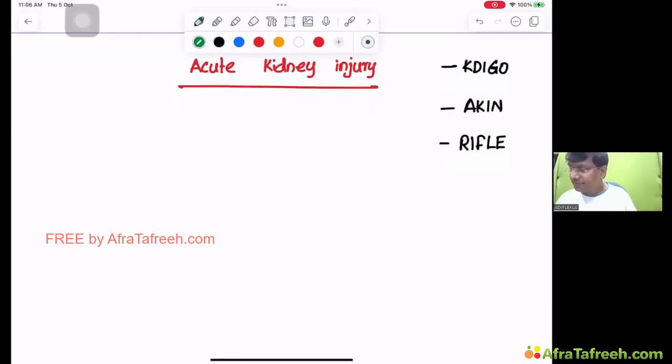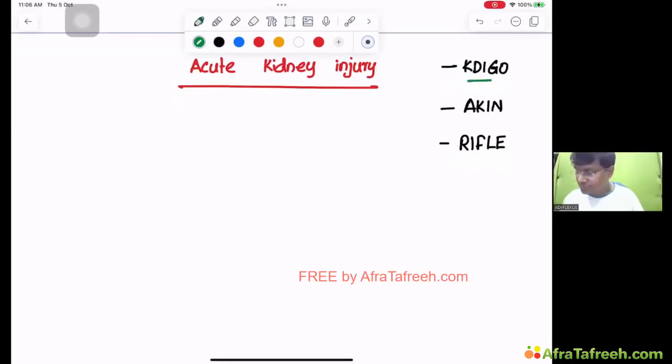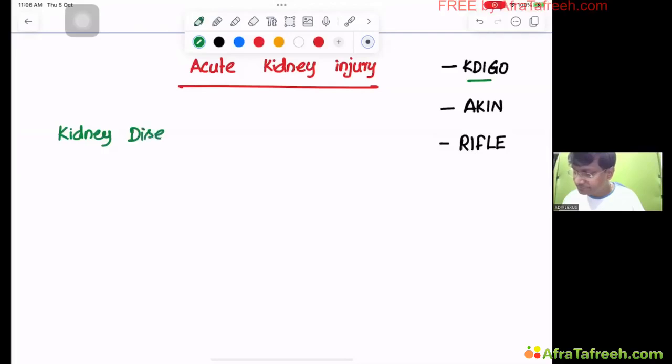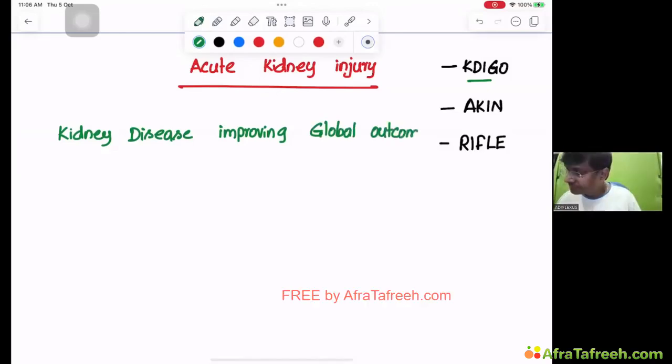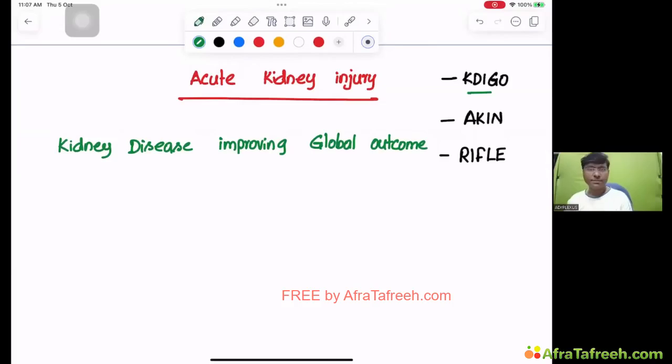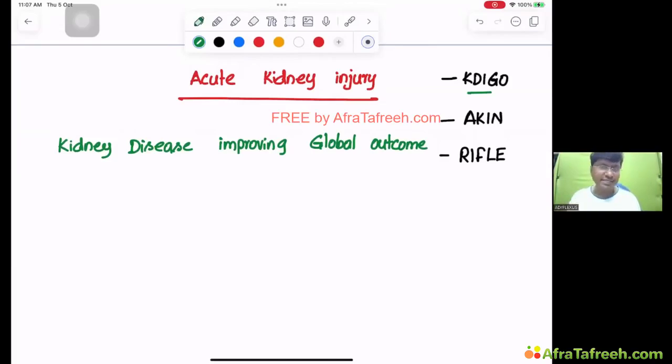Now, if you take the acute kidney injury, let me discuss the definition according to your KDIGO. So what did I tell you about the KDIGO? That is Kidney Disease: Improving Global Outcomes. Okay, so this is what is called KDIGO. Now, this KDIGO is the most recent and preferred definition, right?